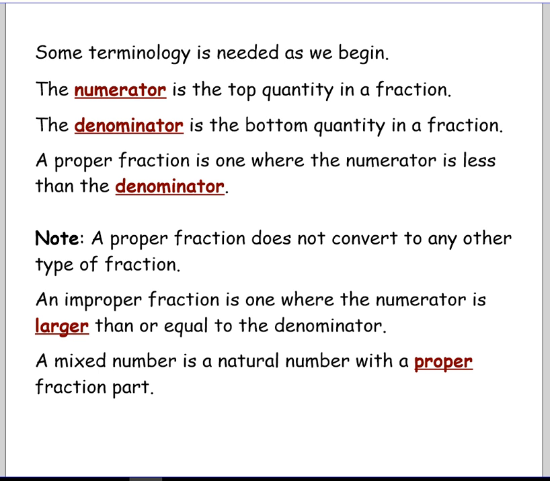A proper fraction is one where the numerator is less than the denominator. So the top number is smaller than the bottom number. Note, a proper fraction does not convert to any other type of fraction. But an improper fraction is one where the numerator is larger than or equal to the denominator. And a mixed number is a natural number with a proper fraction part.